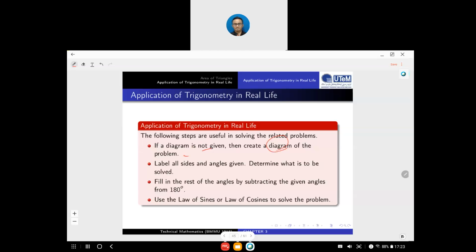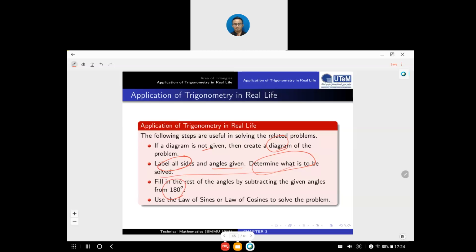Next, label all sides and angles given. When you have the diagram, or if you don't have the diagram, make sure you construct the diagram and then label all the sides and angles given. Determine what is to be solved. What you want to solve, what is your finding, you need to know. Somehow marks are given to you when you draw a diagram. If the question does not give a diagram, then fill in the rest of the angles by subtracting the given angles from 180.